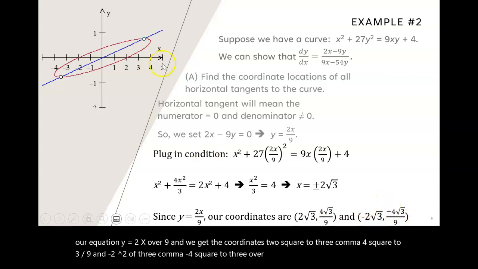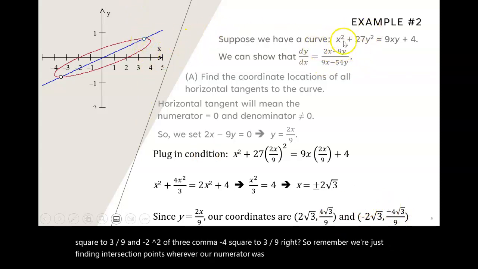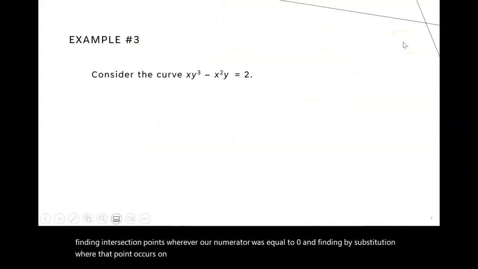All right, so remember, we're just finding intersection points wherever our numerator was equal to 0 and finding by substitution where that point occurs on the curve.